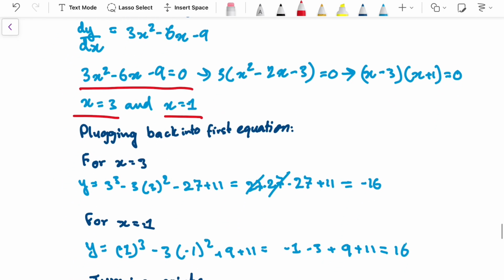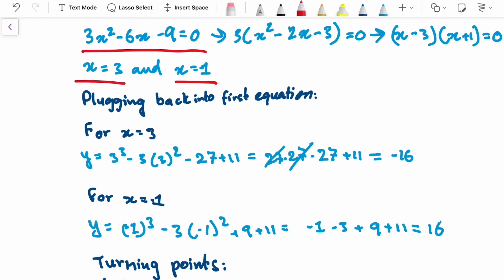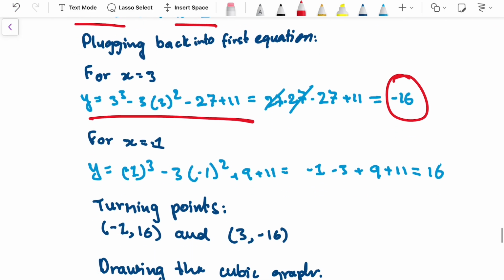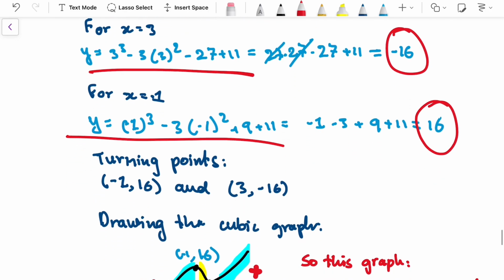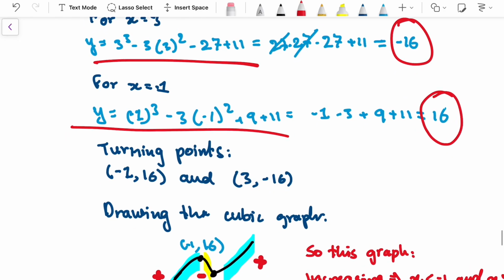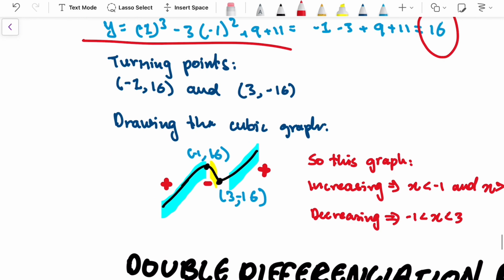So now we plug it back into the first equation, and for x is equal to 3, we do our calculations, and then we find out that y is equal to negative 16. And then for x is equal to negative 1, when we do our calculations, we get that y is equal to 16. So our turning points are negative 1, 16 and positive 3, negative 16.